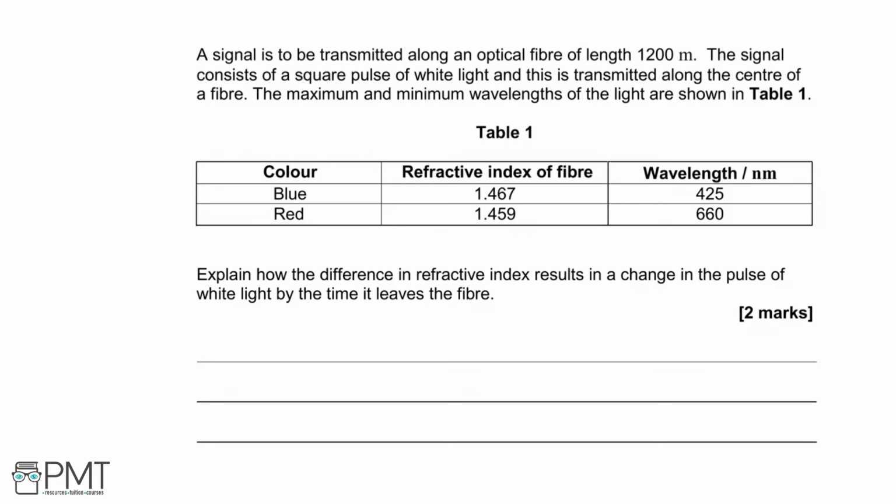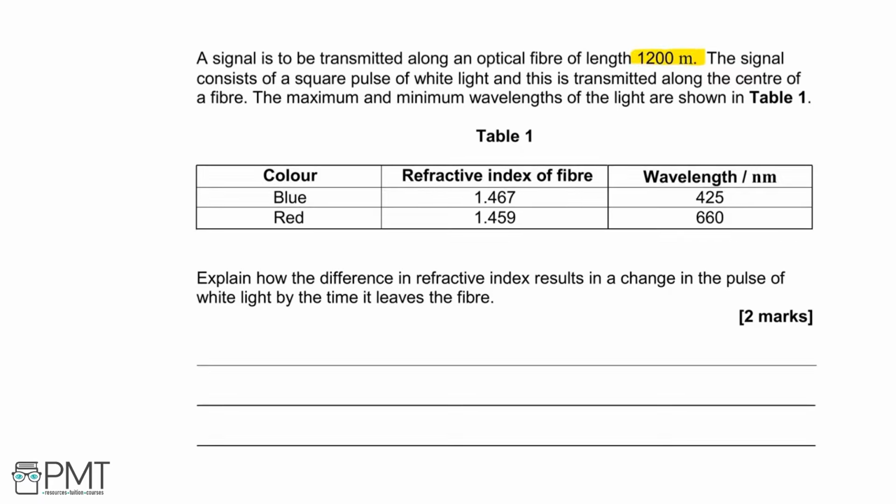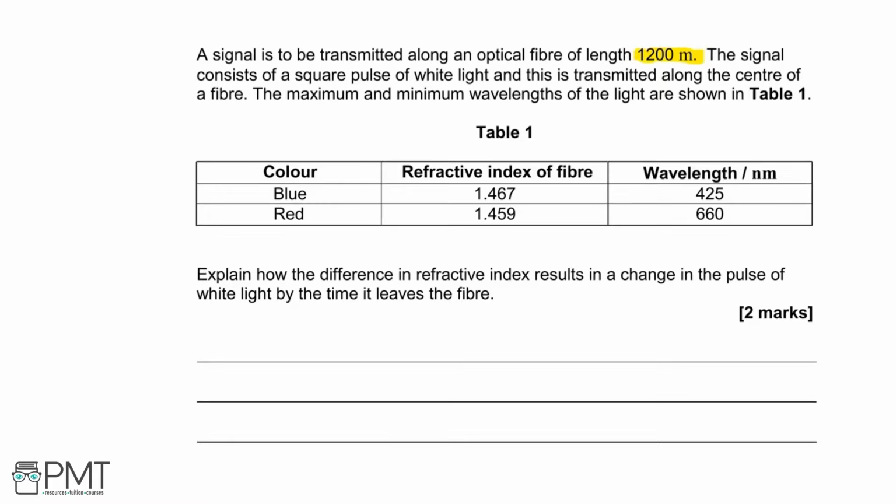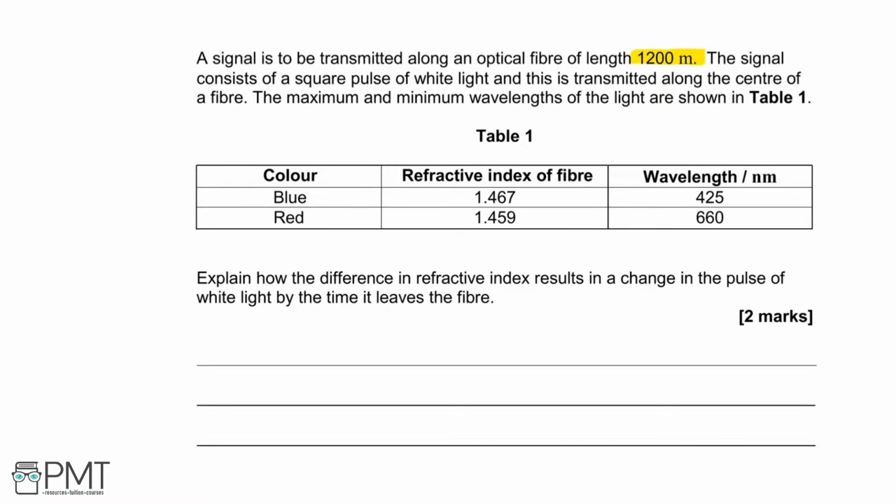A signal is to be transmitted along an optical fiber of length 1,200 meters. That's going to come in useful a bit later on. The signal consists of a square pulse of white light, and this is transmitted along the center of a fiber. The maximum and minimum wavelengths of the light are shown in table 1. It's going to be the difference in speeds of those colors that's going to cause this thing that we call material pulse broadening, but we'll talk about that very soon.